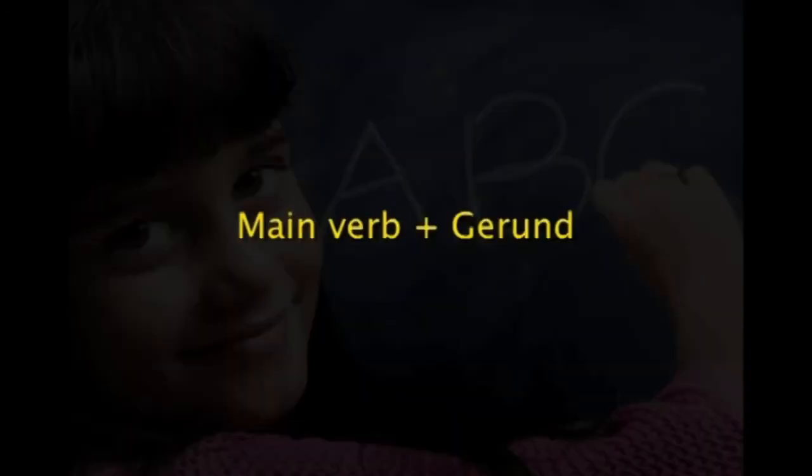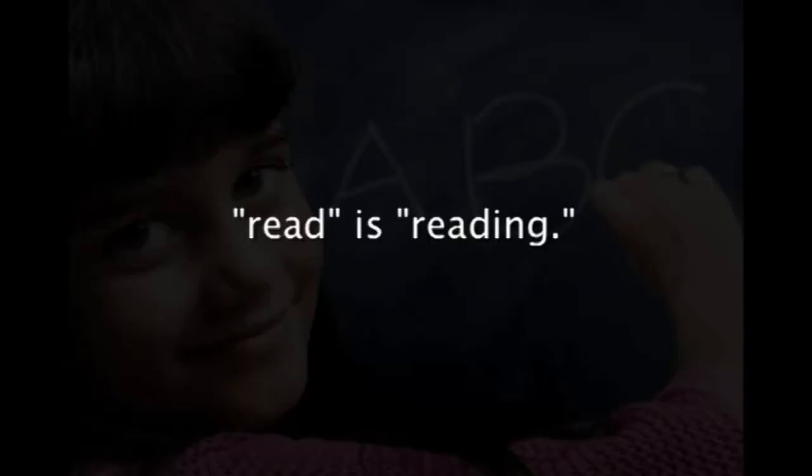Now let's look at another structure, main verb plus gerund. Let's see what a gerund is. A gerund is a noun made from a verb by adding the ing form. The gerund form of the verb read is reading. You can use a gerund as the subject, the complement or the object of a sentence. As we have already seen, the infinitive also can be used as the subject, the complement or the object of a sentence. Similarly, the gerund also can be used as the subject, the complement or the object of a sentence.